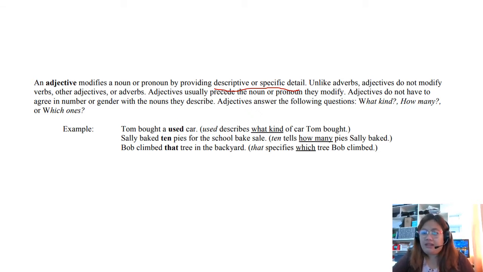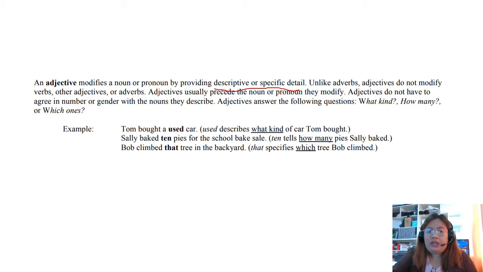Adjectives do not have to agree in number or gender with the nouns they describe, which is much easier to discern compared to verbs in a sentence, which have to agree with, let's say, their subject. Adjectives are simple enough that we can recognize them by answering the questions: what kind, how many, or which ones.